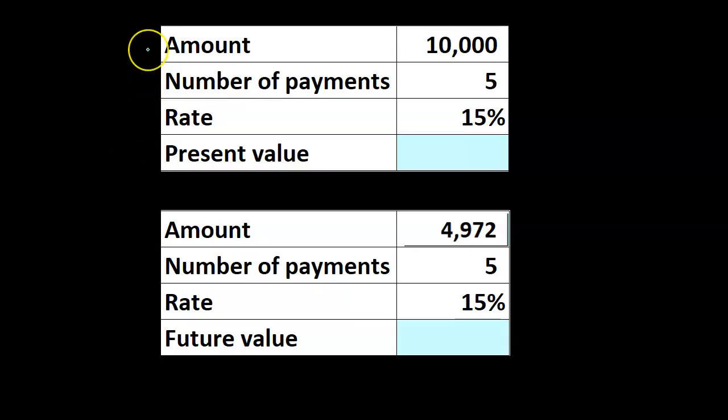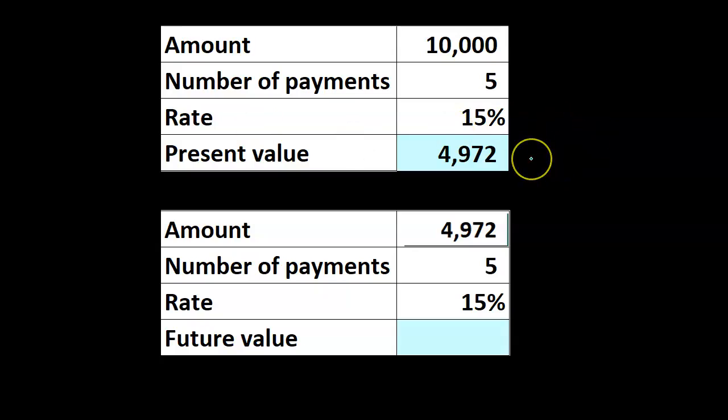So if we have the amount of $10,000, the number of payments, 5 years, we're going to say in years in this case, and the rate, 15%. This is what we need to calculate the present value, no matter what method we use, whether it be the formulas, the tables, or Excel. We would then get the present value of $4,972.